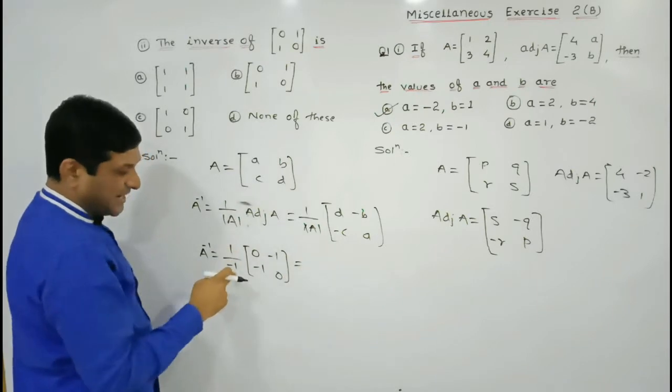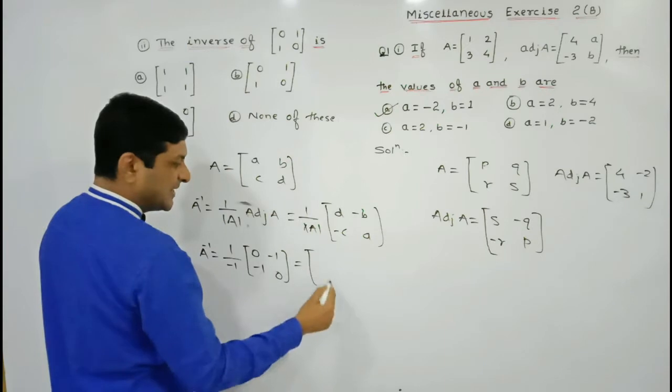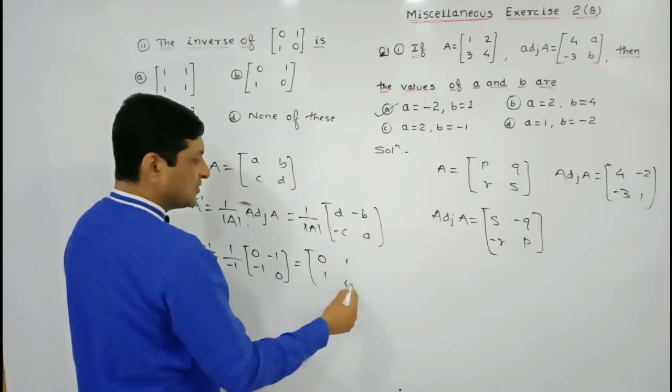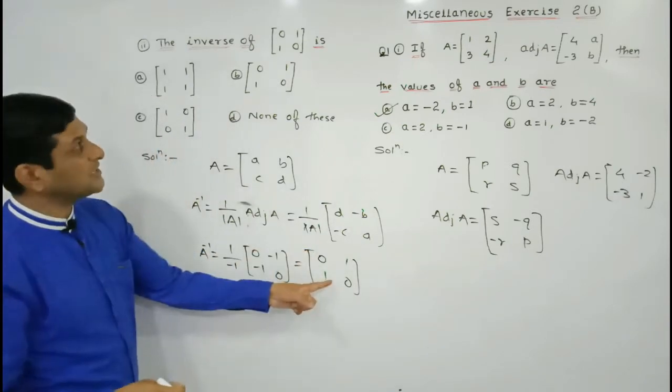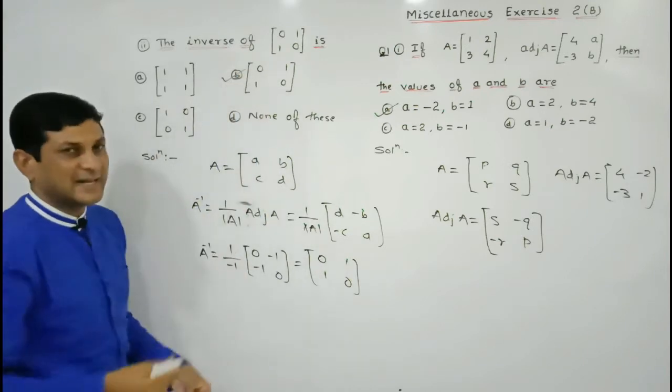So what we will get here? 1 upon minus 1 is minus 1, and if I am multiplying by minus 1 to all the elements, the sign of all the elements will get changed. So 0 1 1 0. So if we are multiplying by this minus 1, we will get this matrix. Check that this is given in what? B option. So here B option will be our correct answer.